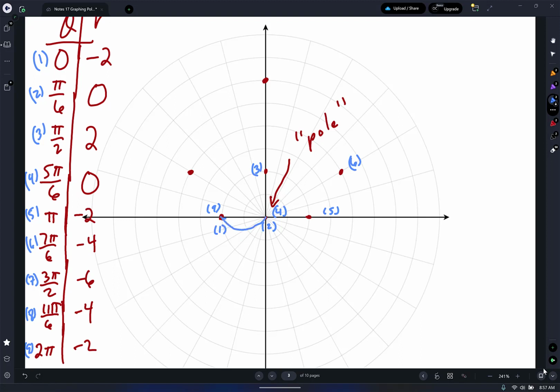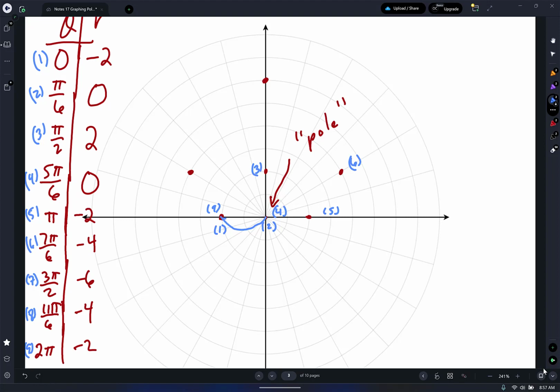You're going to go like that. And now from 2 to 3, do I go through quadrant 1 or quadrant 2? I don't know. Let's see. Here's point 2, here's point 3. Pi over 6 and pi over 2 is still quadrant 1, guys.